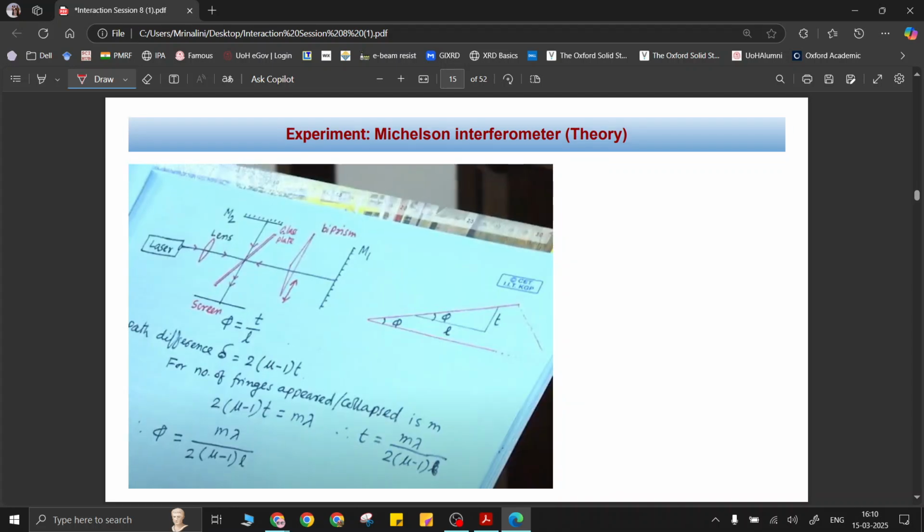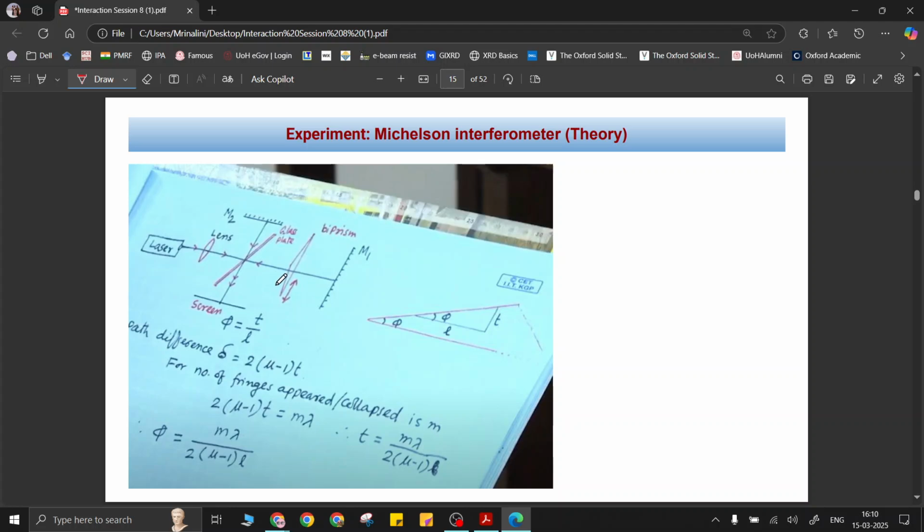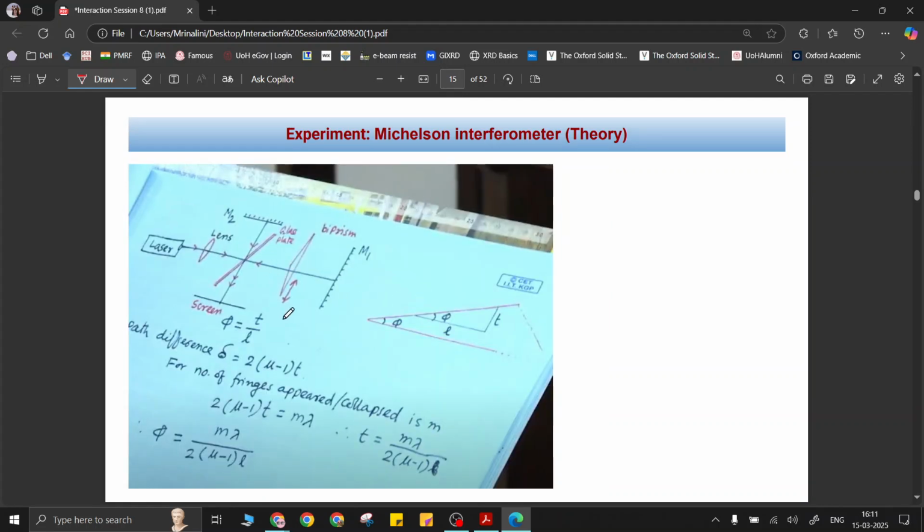Now if we introduce a biprism in it, which was the second part of this experiment, to determine the base angle of a Fresnel's biprism by introducing it in one of the arms of the Michelson interferometer. So in one of the arms we are introducing this biprism, and then we have to actually find the base angle. Now we'll see how. When we introduce this, the rings will shift. When we're seeing the dark and bright fringes, if we introduce any path difference, then we'll see these fringes emerging out or going in, kind of shifting.